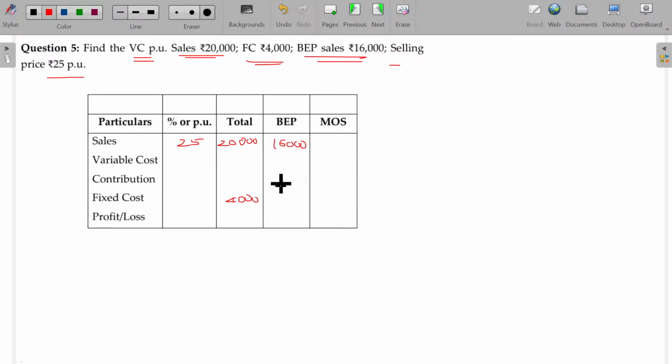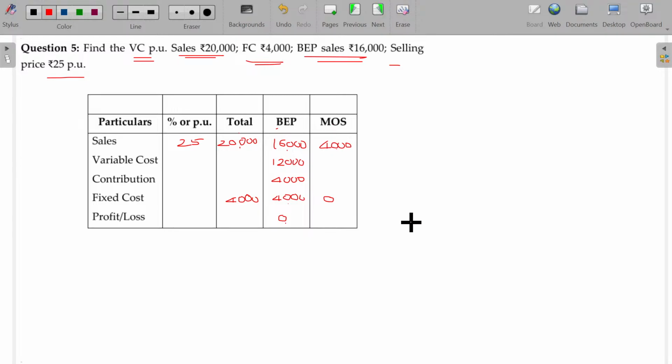So, at BEP we don't have the profit, at MOS we don't have the fixed cost. The entire fixed cost will be absorbed at the BEP level itself. So, from this it's very clear, at BEP level 0 plus 4,000 will be the contribution, here 4,000. From 16, contribution 4 is subtracted to get the variable cost being 12,000 rupees. Okay. Total minus BEP is equal to margin of safety. 20 minus 16, 4,000 will be the margin of safety.